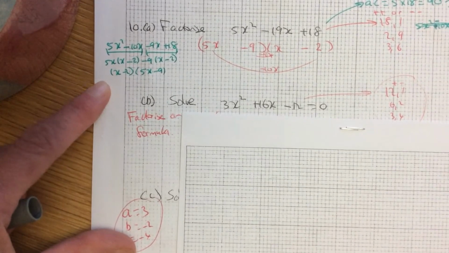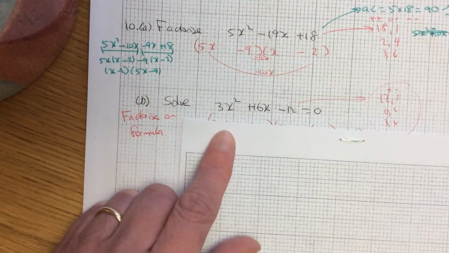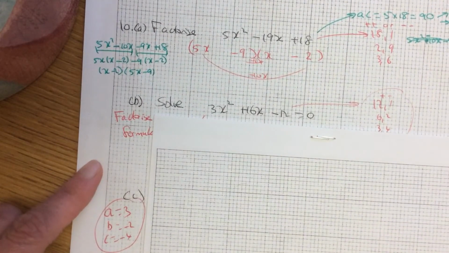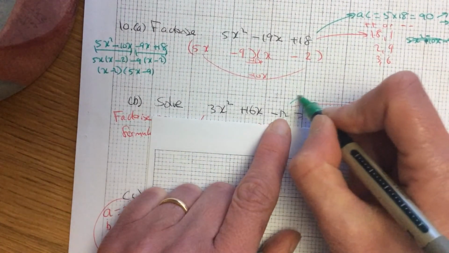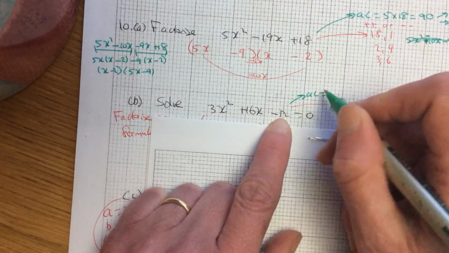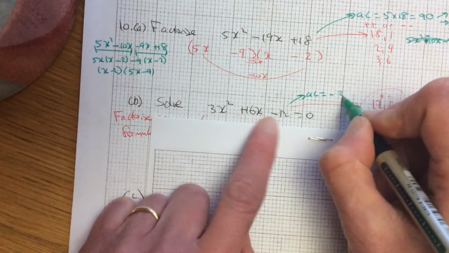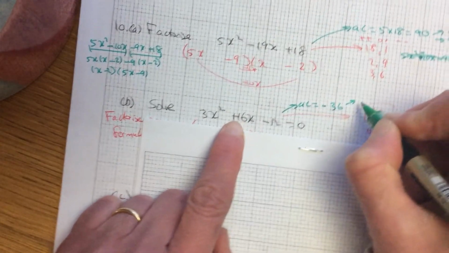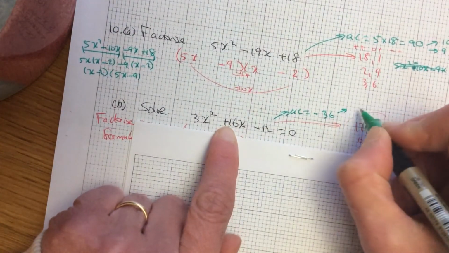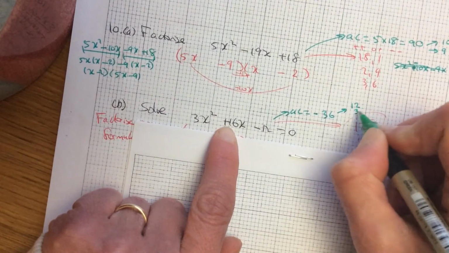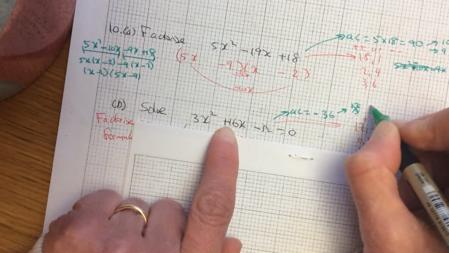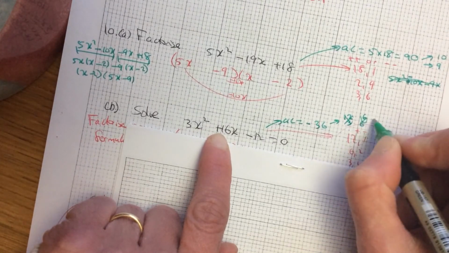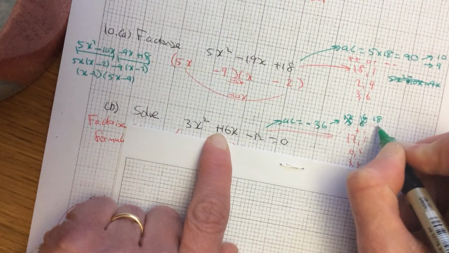Okay, this one here. You can factorise or use the formula. So I will factorise this. I will use the AC method. So what is AC? AC is minus 36. How do I get 16 out of that? Well, minus 36 is a 12 and a 3, so that's no good. It is a 6 and a 6, which is also no good. And it's an 18 and a 2.